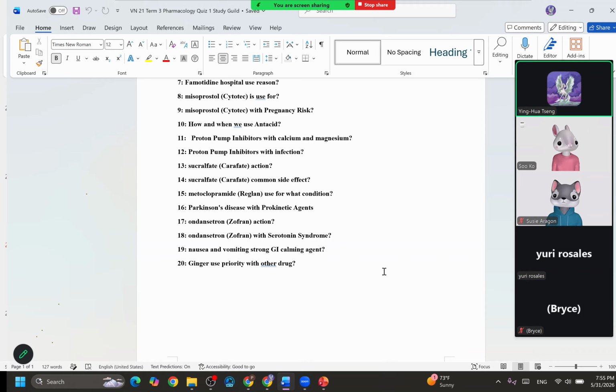So this is the reason we do not use this medication for a patient taking Parkinson's medication. Okay, we don't do that. So this is their relationship.